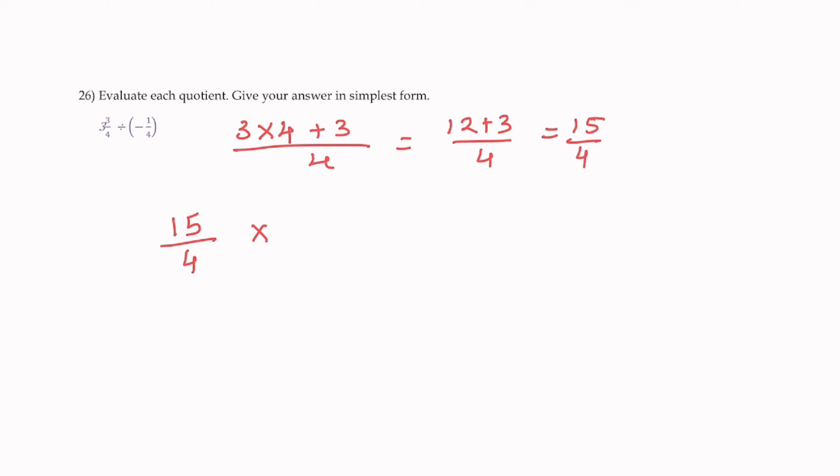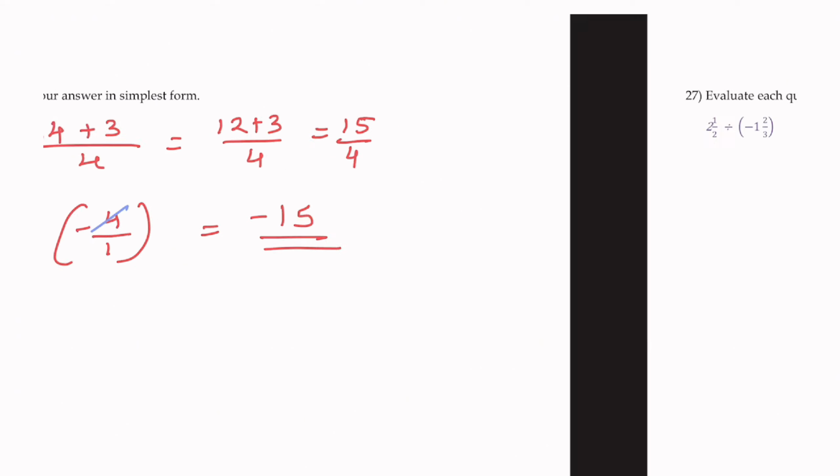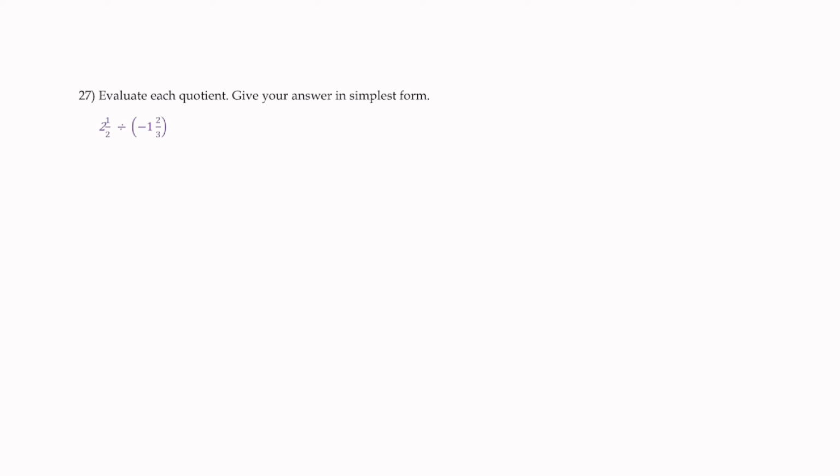Division becomes multiplication and we reverse the second fraction. 4 out and the answer is 15 with a negative sign. Wow, that's going fast now. This becomes 2 times 2, 4. Now I'm going to do it orally. 2 times 2 is 4. 4 plus 1 is 5. So this is 5 over 2.